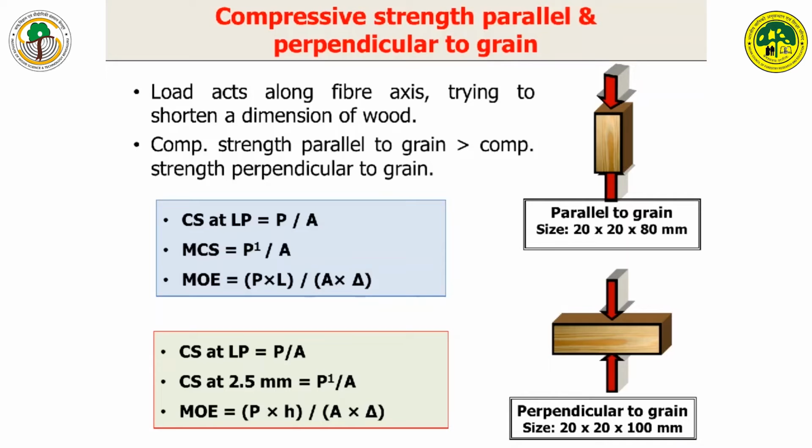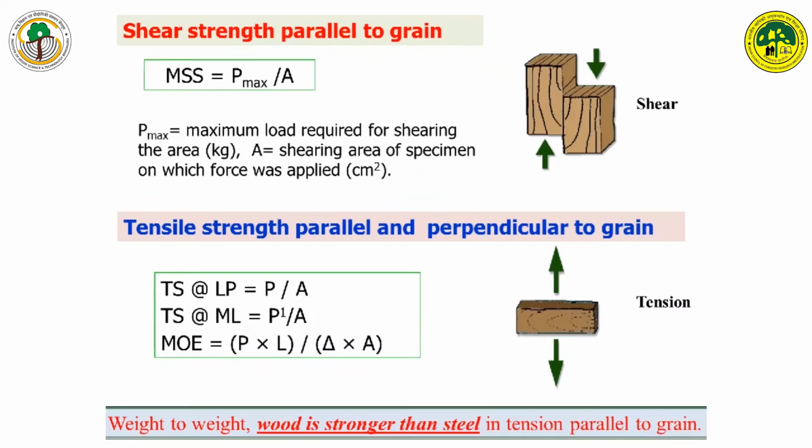And different sizes of samples are taken for compressive strength parallel to grain as well as compressive strength perpendicular to grain. 20 by 20 by 80 mm is for parallel to grain, and 20 by 20 by 100 mm is for compression perpendicular to grain strength.